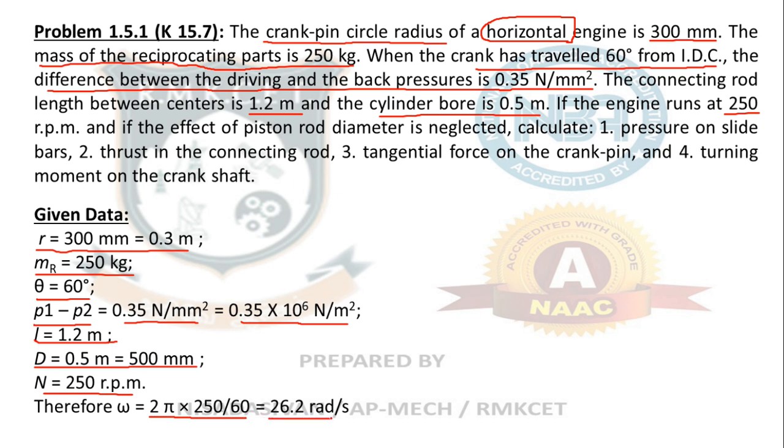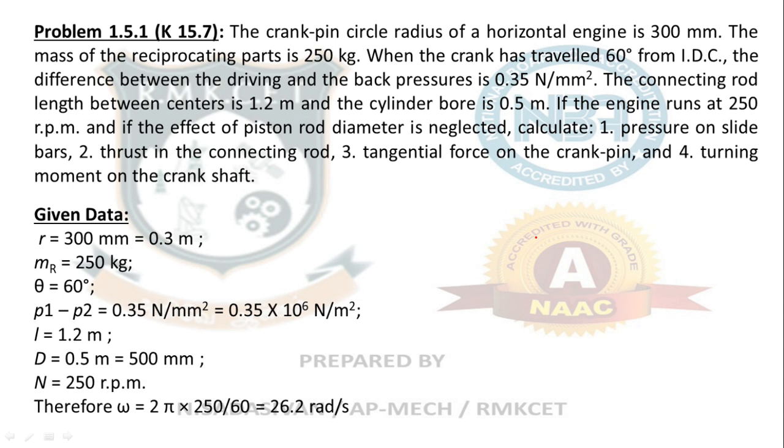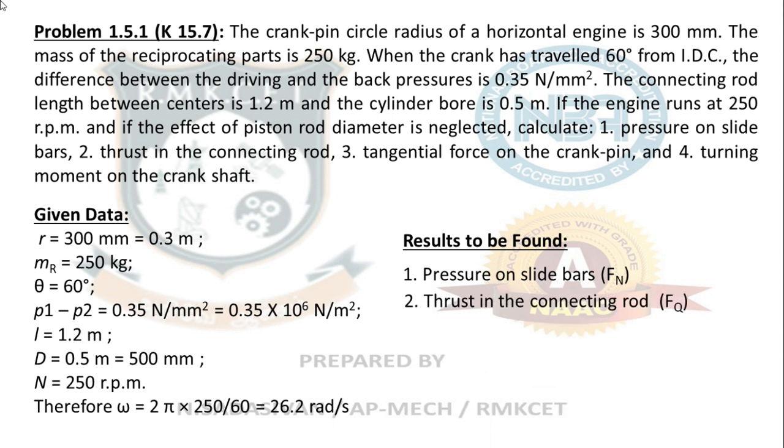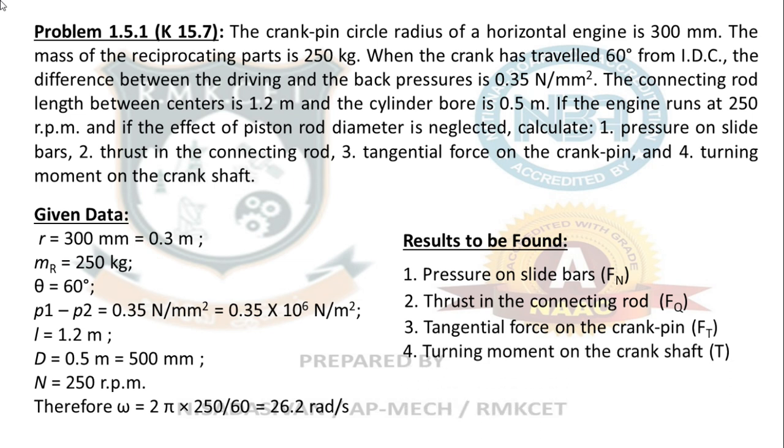So what are the things that we have to find out? Results to be found: pressure on the slide bars, Fn, the normal reaction force on the walls of the cylinder; thrust in the connecting rod, Fq, the force acting along the length of the connecting rod; tangential force on the crank pin, Ft; and turning moment on the crankshaft, torque. Okay, so all these four I have to find out. Let us solve one by one.